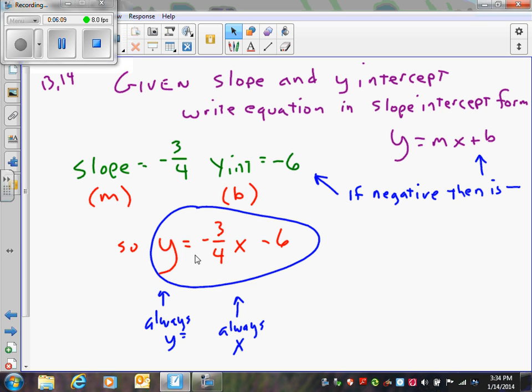You always write y equals, then you take whatever your slope is, in this case negative 3/4, and put it there. Then you put x. Do not forget x. You always need that. Then you would add your y-intercept. Well, because it's plus right there. But our y-intercept is minus 6. So if this is negative, it's going to change this plus sign to a minus sign. So my answer is y equals negative 3/4 times x minus 6.